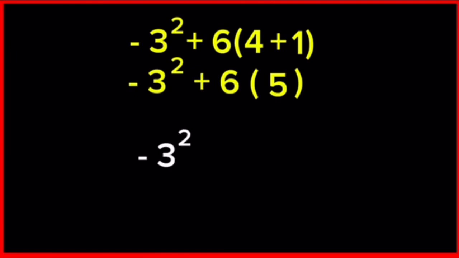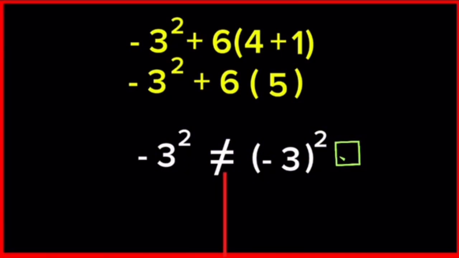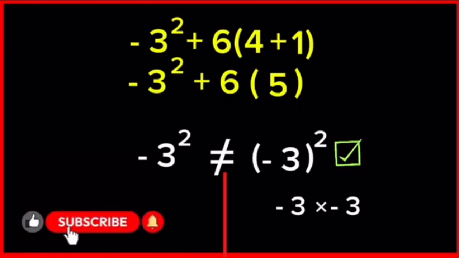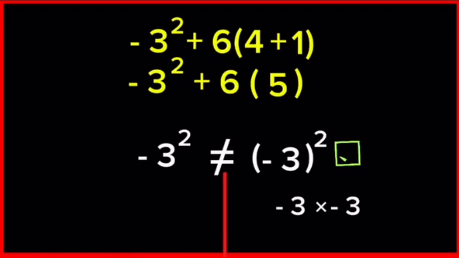The expression negative 3 squared is not the same thing as (negative 3) squared, and understanding this difference is a key to getting the problem correct. If we had (negative 3) squared, that would mean negative 3 multiplied by itself. So negative times negative becomes positive, and the answer would be positive 9. But that is not what we have in our problem.